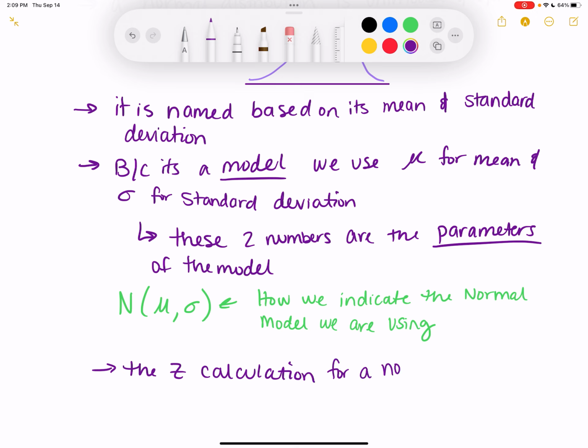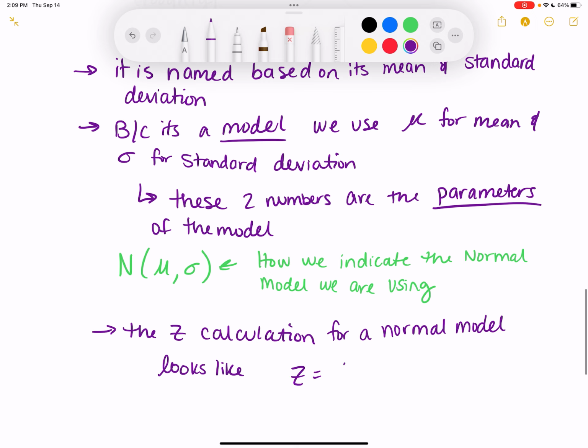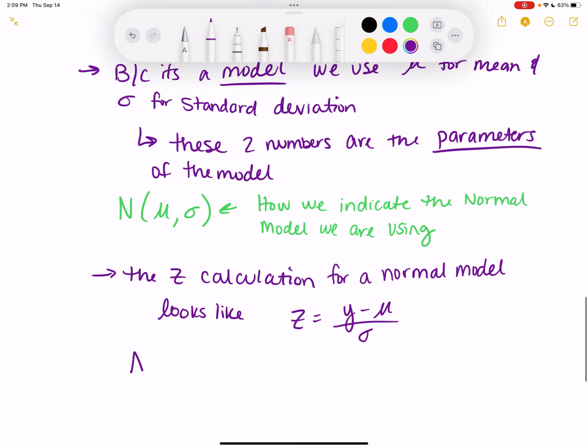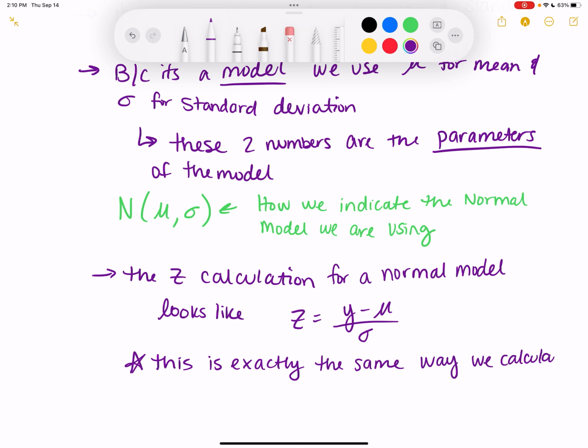The Z calculation for a normal model looks like Z is equal to Y minus mu over sigma. The good news is, this is exactly the same way we calculate Z for any distribution.